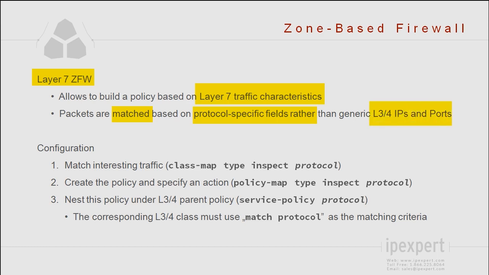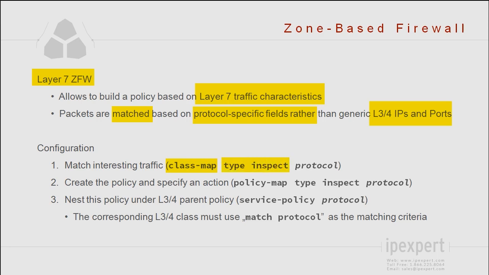So for example, we can say that for HTTP packets, we only want to look at packets that are sent to a particular URI or a host field, which would be found inside of the HTTP header. Or maybe for Simple Mail Transfer Protocol packets, we only want to match those that do not conform to the RFC. And the configuration for layer 7 zone-based firewall is going to be very similar to what we saw for the layer 3-4 generic configuration. There is going to be a class map that must be defined to define our matching criteria.